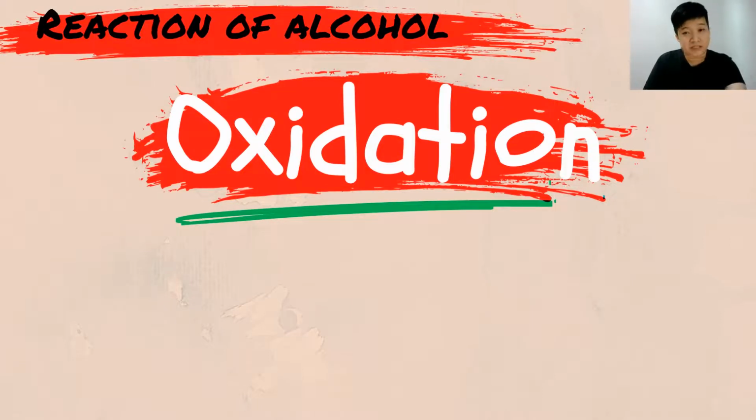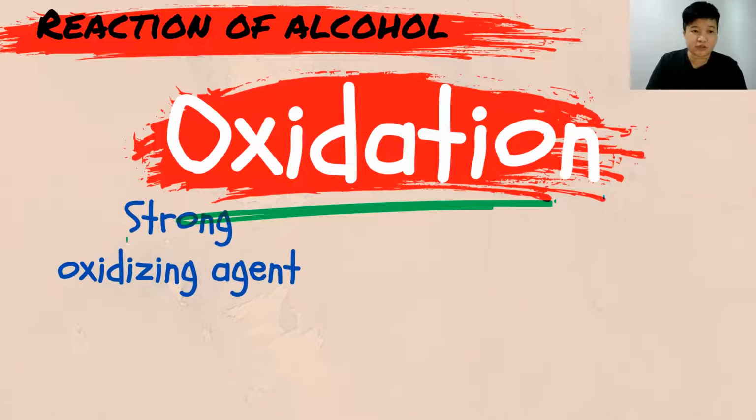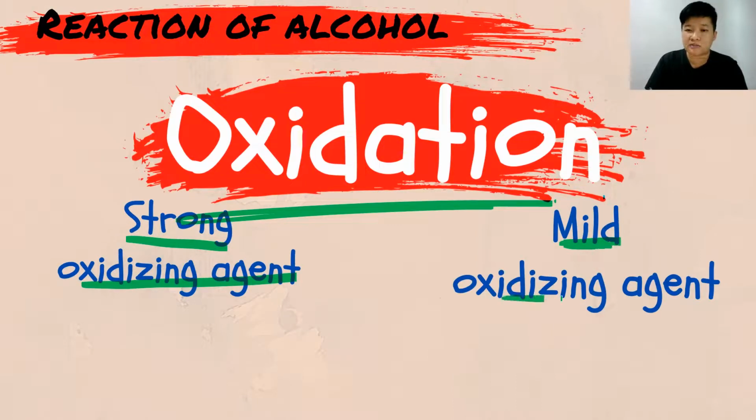Oxidation. Oxidation will be slightly long over here because we have a lot of different conditions. Okay? Let's take a look. Oxidation is separated into strong oxidizing agent and also mild oxidizing agent. Strong oxidizing agent means they are very strong, that can do a lot of things. Mild oxidizing agent means it's slightly weaker. It is still strong, but just slightly weaker than the strong oxidizing agent.